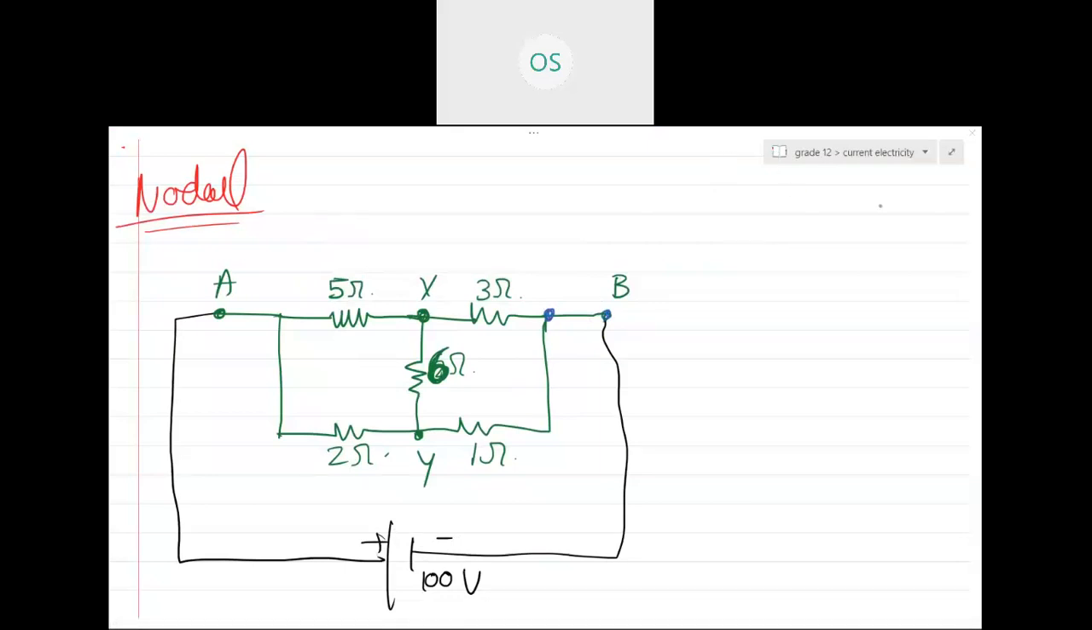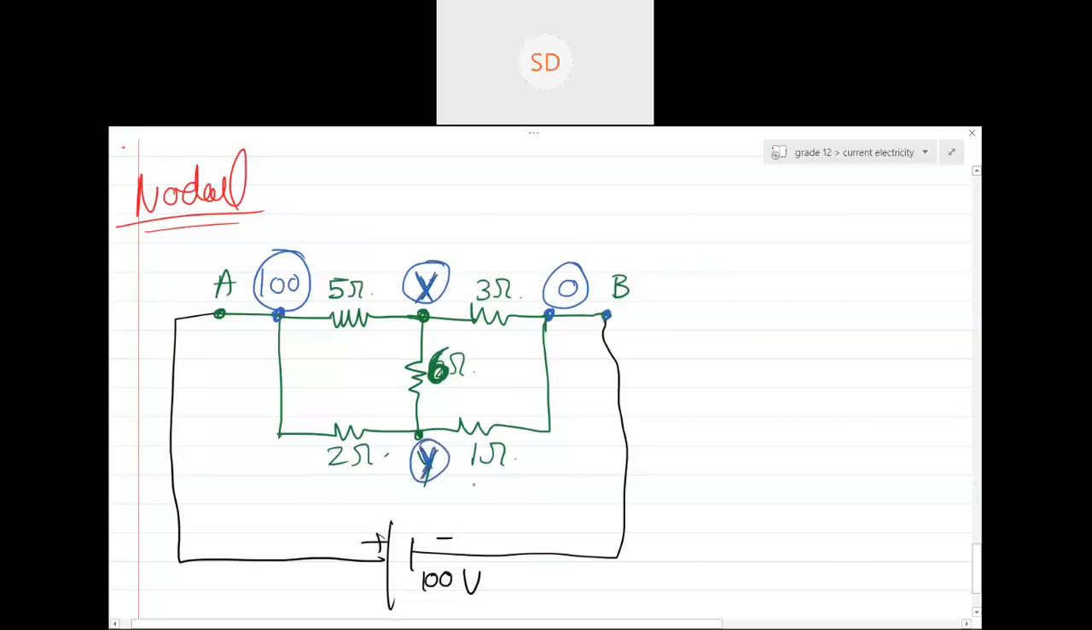A will be 100. B will be 0. What about X and Y? Do you know X and Y? No. We'll assume this as X and assume this as Y only.